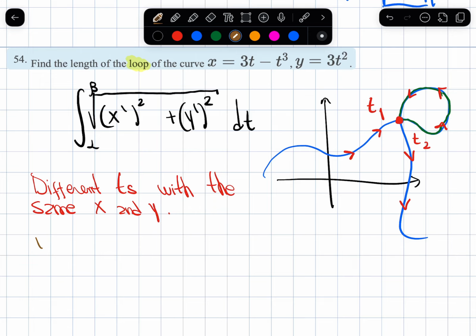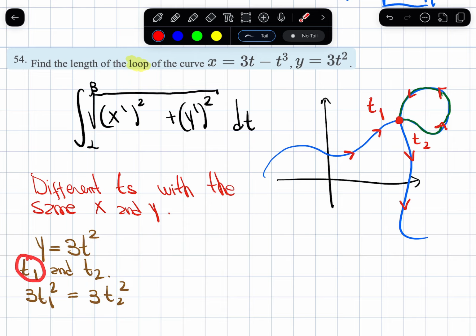So let's look at y first. Y is 3t squared, right? So I need to have t1 and t2 such that 3t1 squared equals 3t2 squared. You understand? I take this t1, plug into y, I get 3t1 squared. I take this t2, plug into y, I get 3t2 squared. So these two t values need to give me the same y value.